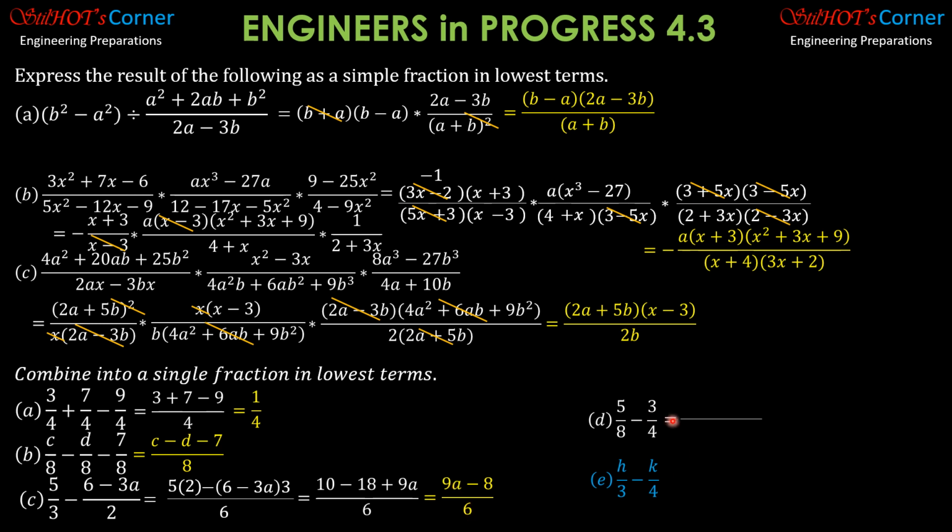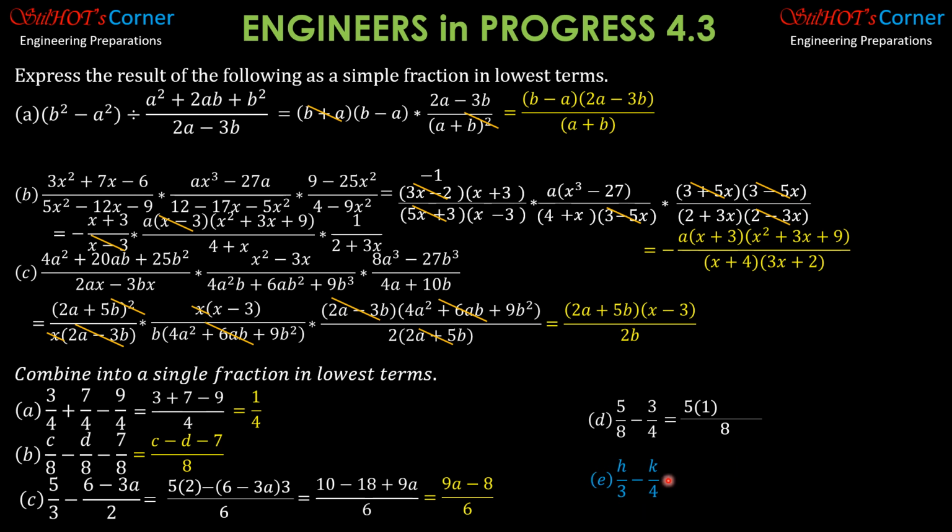And for part D, the LCD between 8 and 4 is 8. 8 divided by 8 is 1, so this remains 5, 5 times 1. Then 8 divided by 4 is 2, so minus 3 times 2. So 5 times 1 minus 3 times 2, all over 8. 5 minus 6 is negative 1 over 8, so it is negative 1/8.